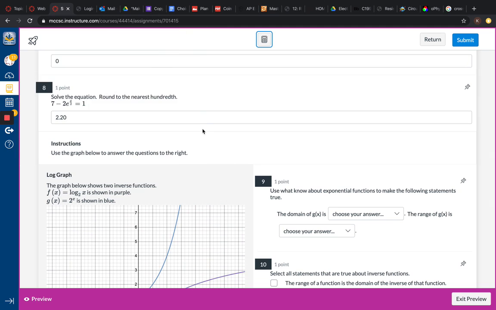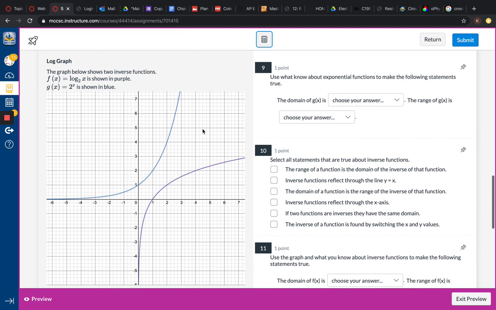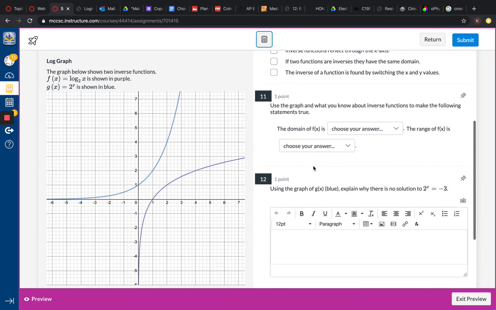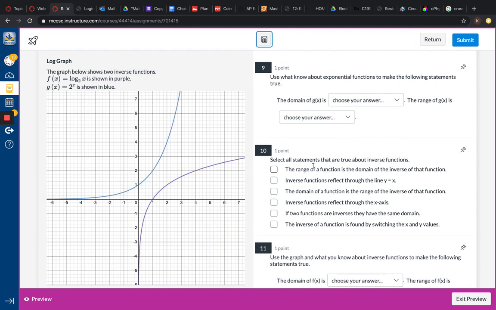All right, we get a break from doing some calculations, and we're going to answer some questions about the graph. So I told you a couple weeks ago that logs were inverses of exponentials. So here, let's think about what we know about inverses. Inverses, we find them by switching y and x. The y and x coordinates just switch.